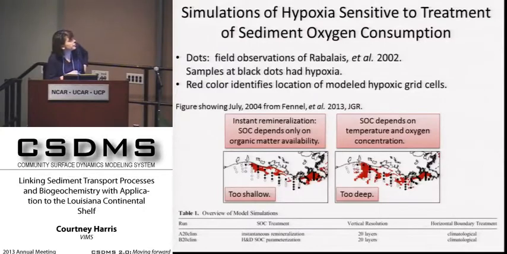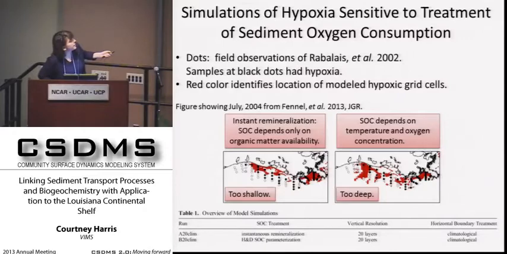So in her standard model, where she assumes that sediment oxygen consumption only follows this instant remineralization, she gets reasonable estimates of the areal extent covered by hypoxia, but her hypoxia is too shallow. When she makes another assumption where oxygen consumption only depends on temperature, so it's going to be timed with the summer instead of timed with the productivity blooms, she gets, again, reasonable estimates for the area covered by hypoxia, but she gets hypoxia in areas that are deeper than it has commonly occurred.